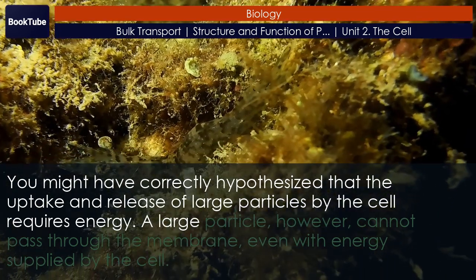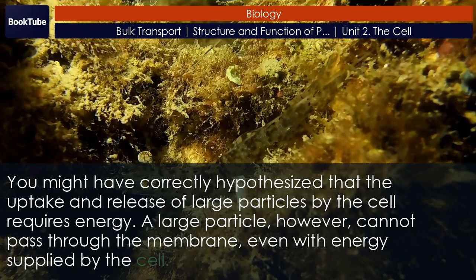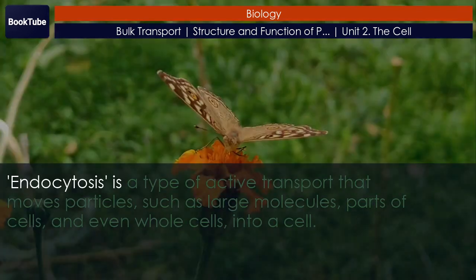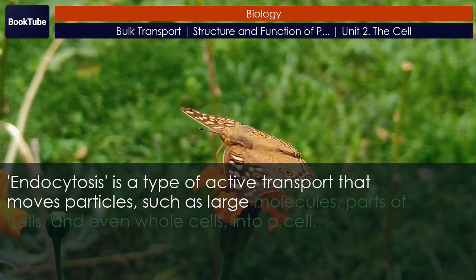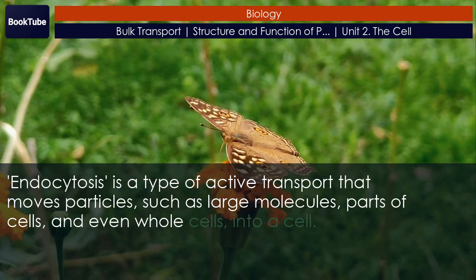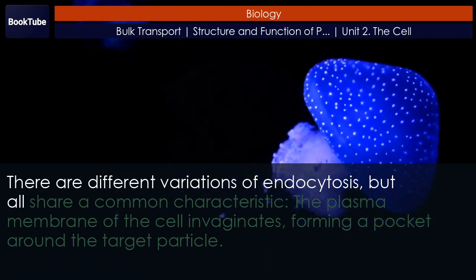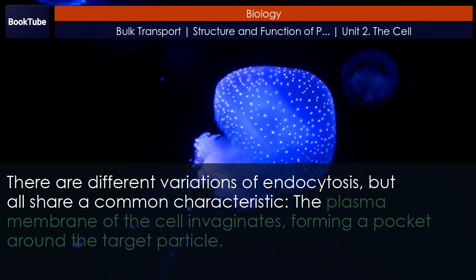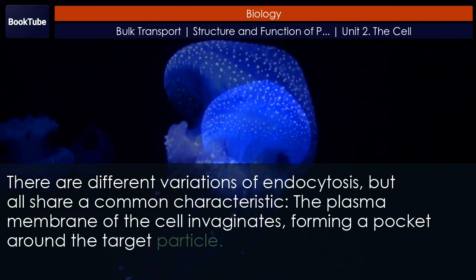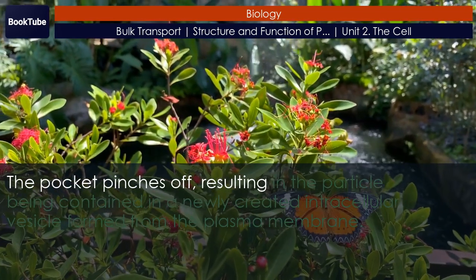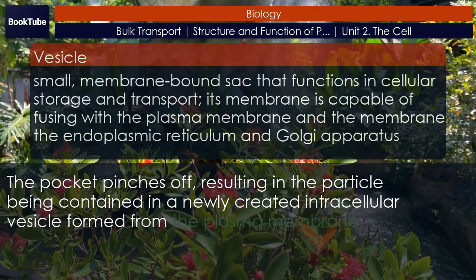A large particle, however, cannot pass through the membrane, even with energy supplied by the cell. Endocytosis. Endocytosis is a type of active transport that moves particles, such as large molecules, parts of cells, and even whole cells, into a cell. There are different variations of endocytosis, but all share a common characteristic. The plasma membrane of the cell invaginates, forming a pocket around the target particle. The pocket pinches off, resulting in the particle being contained in a newly created intracellular vesicle formed from the plasma membrane.